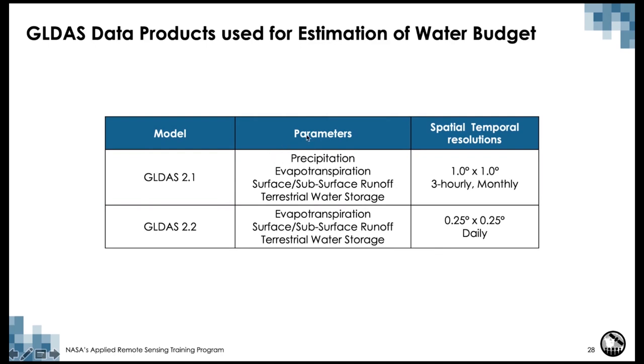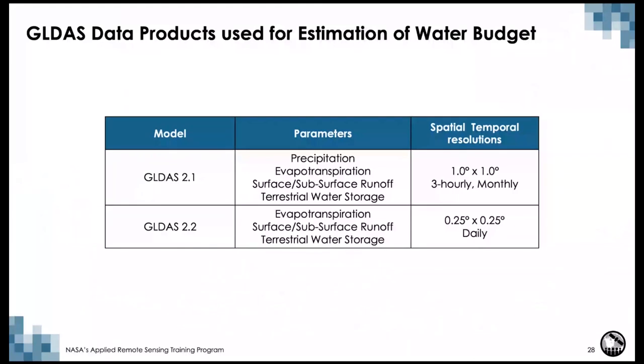As you can see, both of them have parameters available except for precipitation in GLDAS 2.2. Spatial and temporal resolutions are different. 2.1 has 1 degree resolution, whereas 2.2 is quarter degree resolution. These are 3 hourly and monthly data, and these are daily data available so far. Ideally, daily data should be used to check the water balance every day and then accumulate over a season or a year. But for simplicity of calculation, we are going to use monthly data so that it's easy to work with for now, and at least the procedure is understood. You can use the same procedure with the daily data or even 3 hourly data.